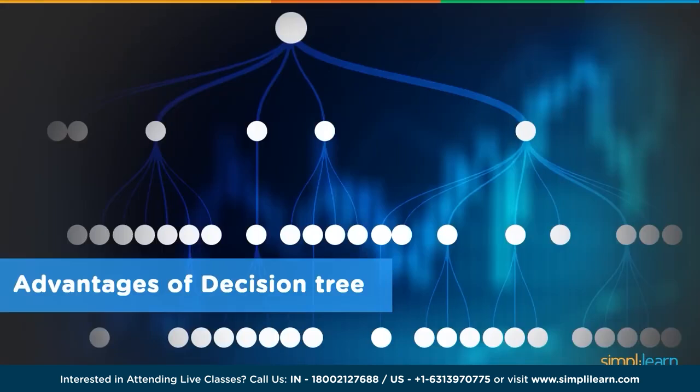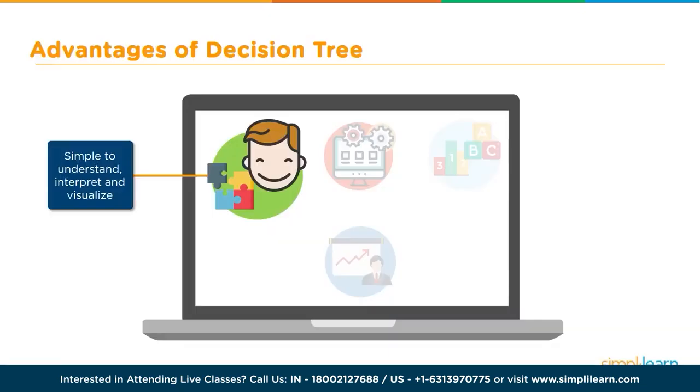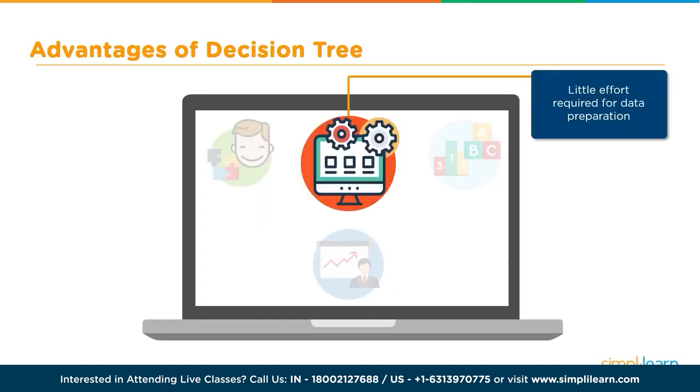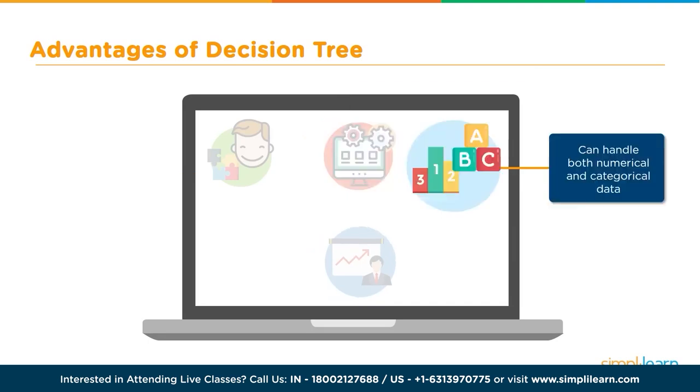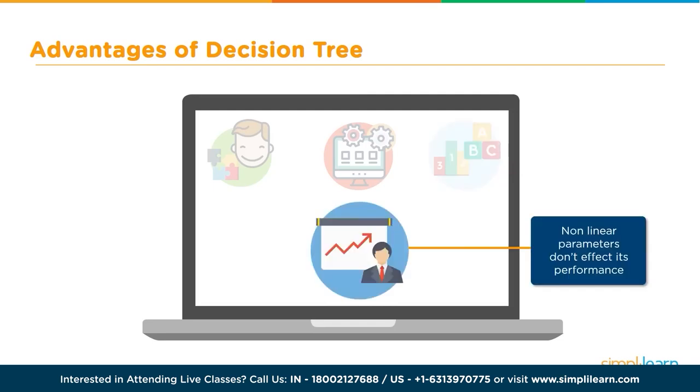Before we dig deeper into the mechanics of the decision tree, let's take a look at the advantages of using a decision tree, and we'll also take a glimpse at the disadvantages. The first thing you'll notice is that it's simple to understand, interpret, and visualize. It really shines here because you can see exactly what's going on in a decision tree. Little effort is required for data preparation, so you don't have to do special scaling. There's a lot of things you don't have to worry about when using a decision tree. It can handle both numerical and categorical data, as we discovered earlier, and nonlinear parameters don't affect its performance.